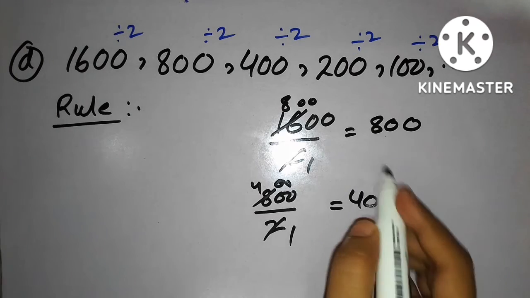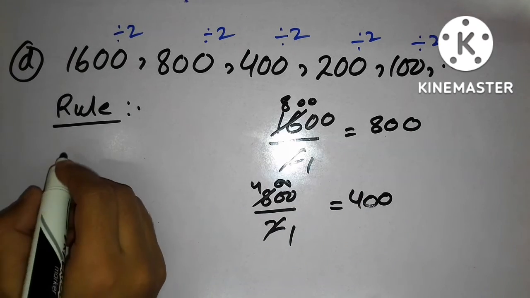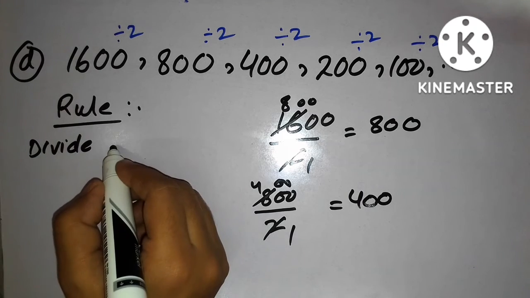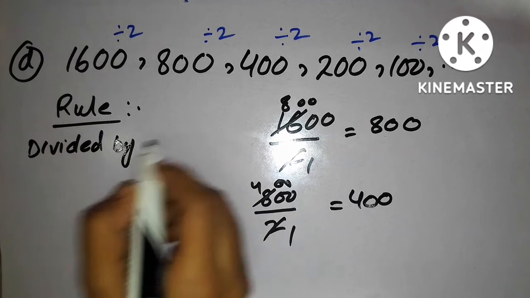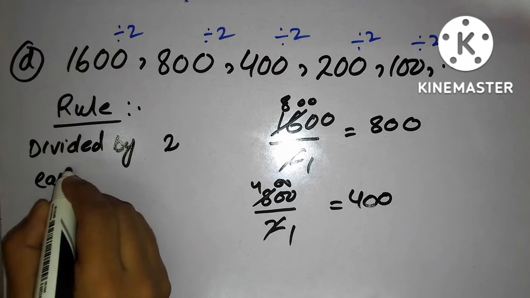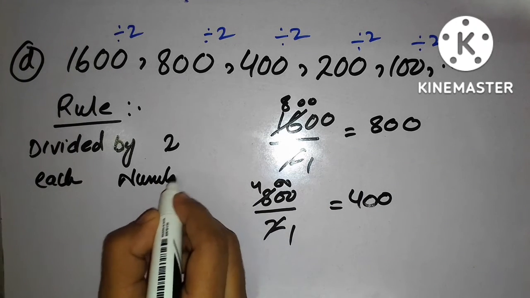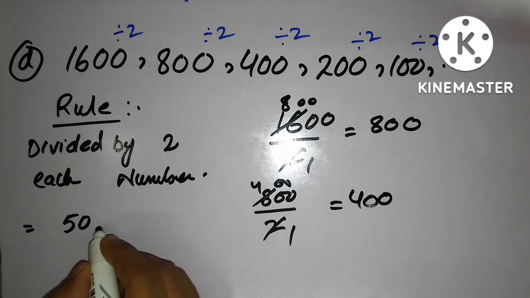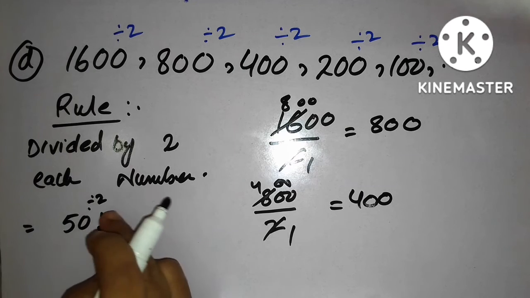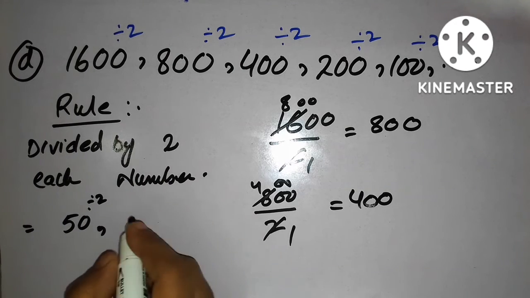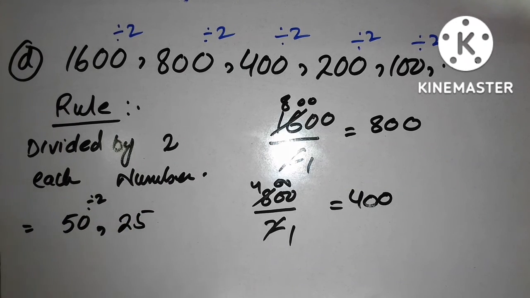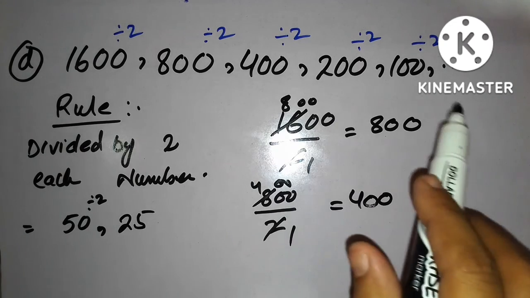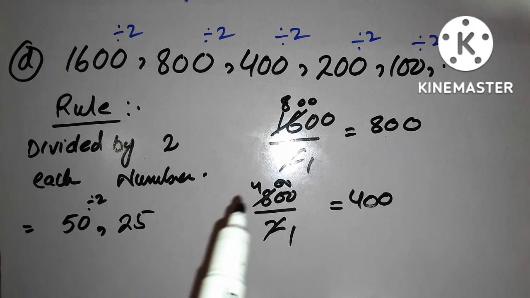So if 100 is divided by 2, it will be 50. Write down the rule first: divide each number by 2. The next terms they are asking for are 100 divided by 2, which is 50, and 50 divided by 2, which will be 25. So that is the rough work that I have done for you for the two terms, and each and every term is divided by 2 to get the next number. That is the D part.